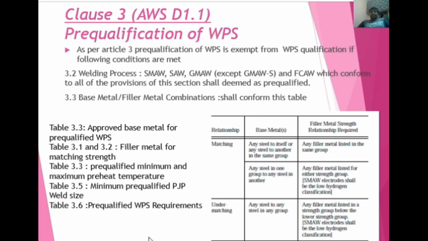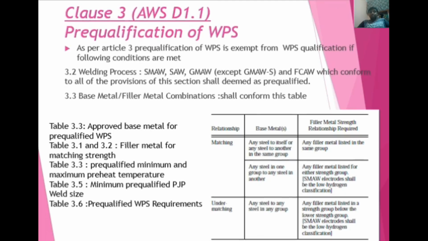If you qualify other than the pre-qualified PJP weld size, then you have to qualify the WPS. And lastly, this is very important: Table 3.6, pre-qualified WPS requirements. If you go to Table 3.6, it mentions everything from the base metal, filler metal, current, and amperage. You have to match all the requirements. Then there is no need for another WPS. The pre-qualified WPS is enough.